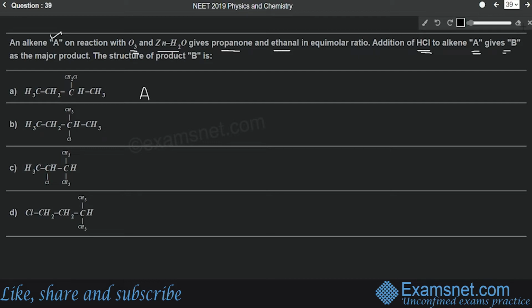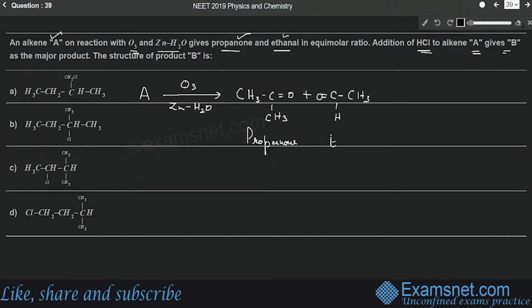Suppose this is the alkene. Now according to the question it reacts with ozone and zinc water. That means it will undergo reductive ozonolysis. Okay. So what is formed here? Propanone and ethanal. So let's write down the structure. Propanone means CH3, C double bond O and CH3. Okay. So this is propanone. And the other product is ethanal. That means CH3, C double bond O and H.